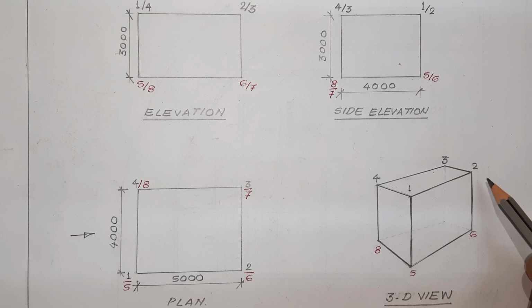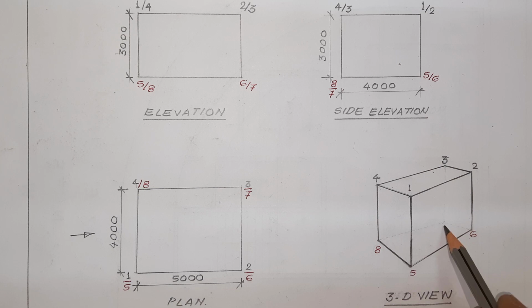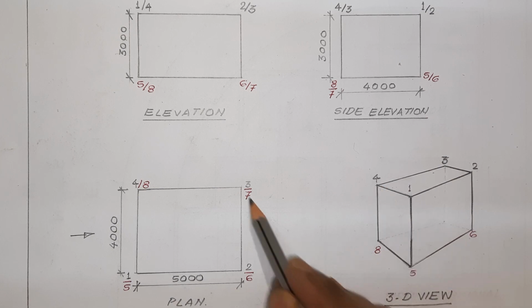Observe the second edge, this vertical edge 2, 6. Again observe this particular edge from the top, it will look like a point. So point number 2 is directly visible, whereas point number 6 will be below point number 2, which is not visible. Hence it will be shown as 2 by 6. Similarly, 3 by 7 and 4 by 8, those are indicated here.